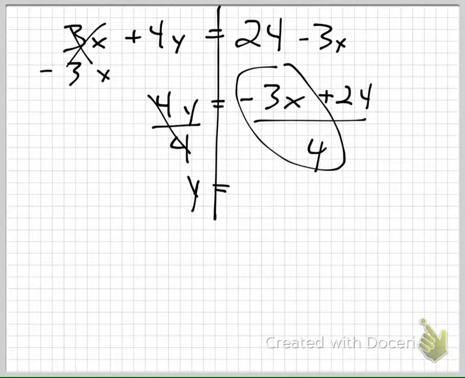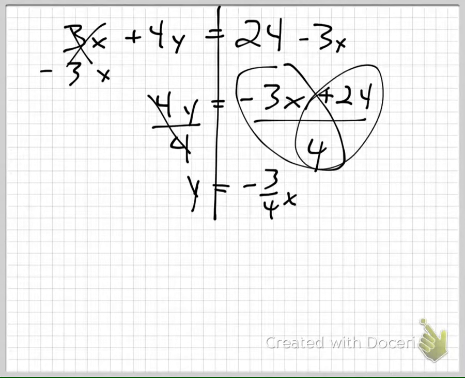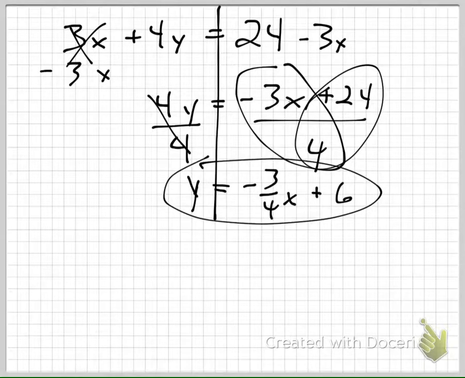What is negative 3x over 4? Negative 3 fourths x. And then what is 24 divided by 4? Plus 6. Written in slope-intercept form. If I asked you to graph that, how would you do it? Where do you start? At 6 on the y-axis, right? And then you go down 3 over 4. Does that make sense?